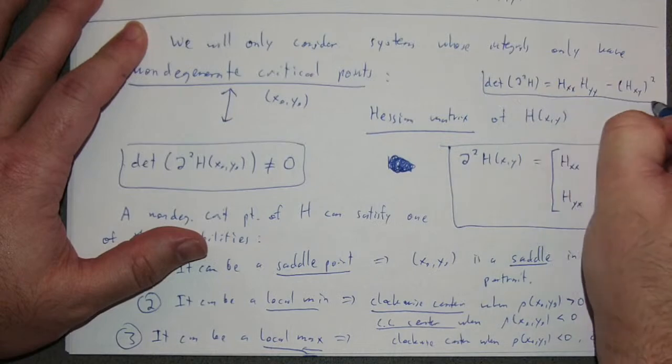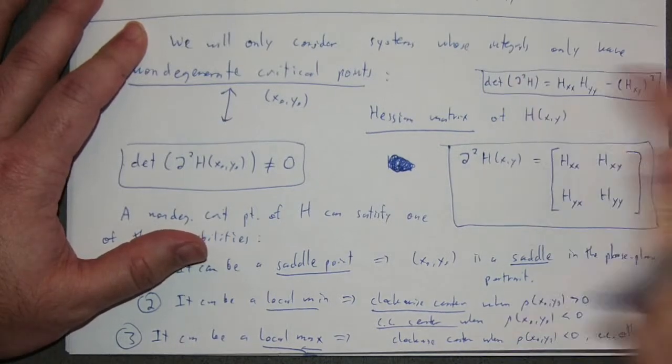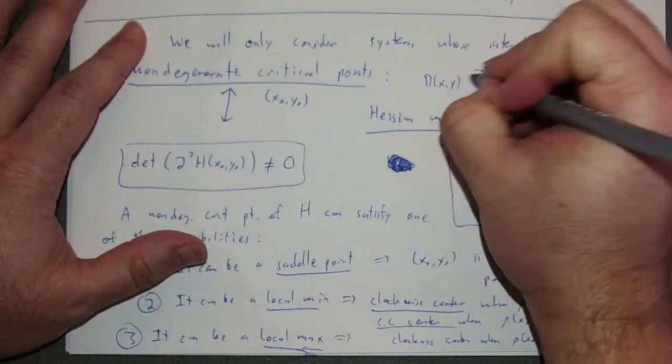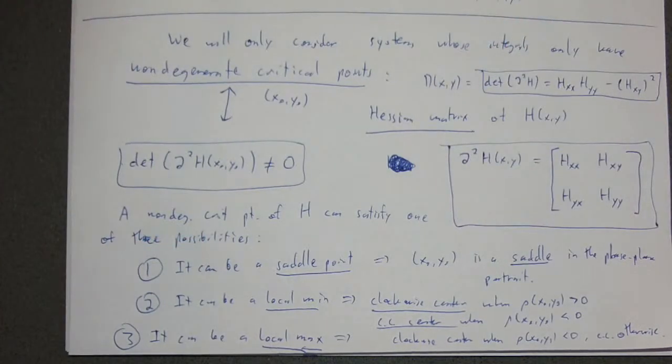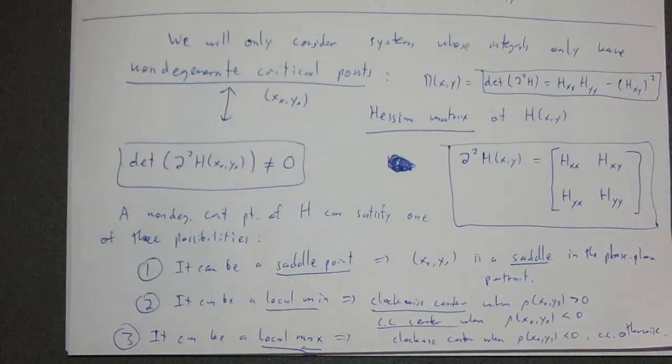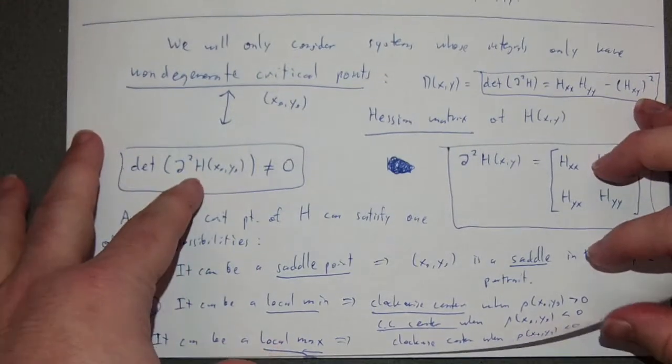You had a name for this in Calc 3. What was it? This is the discriminant. You called this the discriminant d of xy. And it was d being positive or negative, and then some other things going on, that allowed you to apply what we call the second partials test in Calc 3 to figure out which case you were in. Non-degenerate just gets rid of the case when the discriminant's 0, where you can't say what's going on. But there's an easy way to do this in terms of eigenvalues.